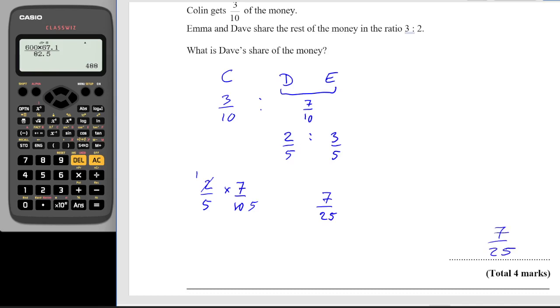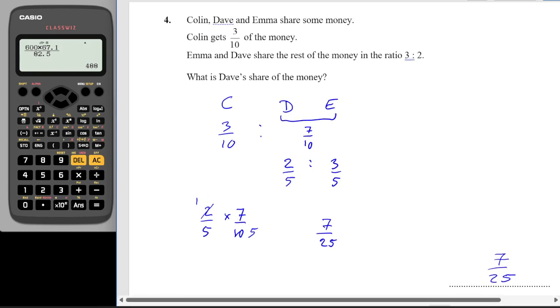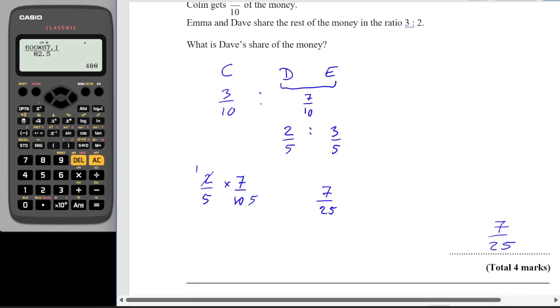Doesn't say in its simplest form or in what form to leave it. So we could give it as a percentage, that's going to be 28%. Or to be fair, if we hadn't cancelled, we could have arguably left it as 14 over 50. But that's the answer that I would go for.